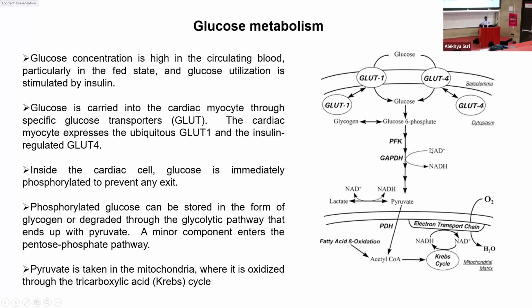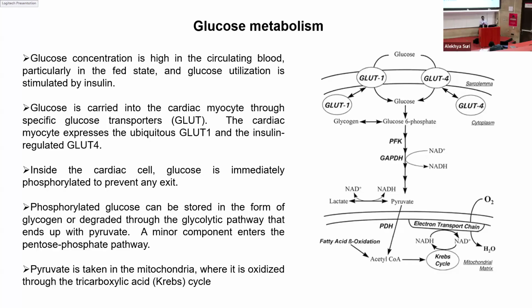So then the glucose 6-phosphate will undergo a series of reactions to produce pyruvate, and then the pyruvate will be converted to acetyl-CoA and enter into the mitochondria, where it will undergo the Krebs cycle and electron transport and produce ATP molecules. And some of the glucose will be stored in the form of glycogen, which will be used by the cardiac muscle during exercise.